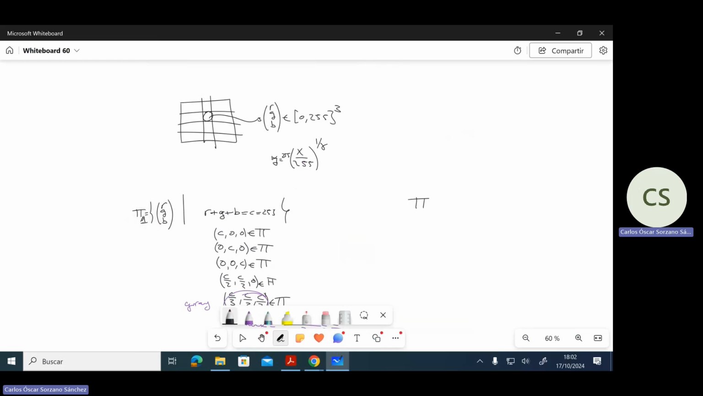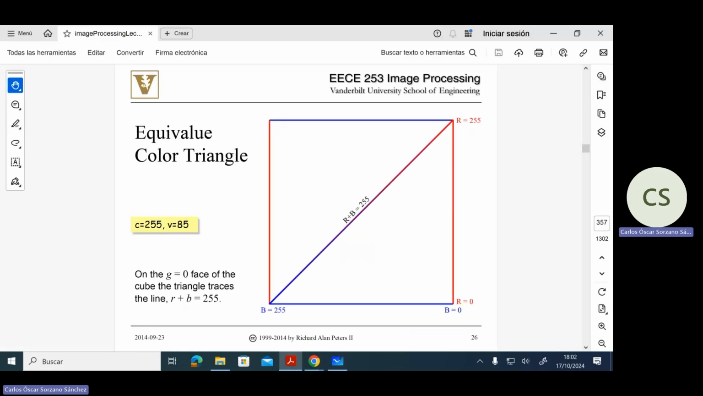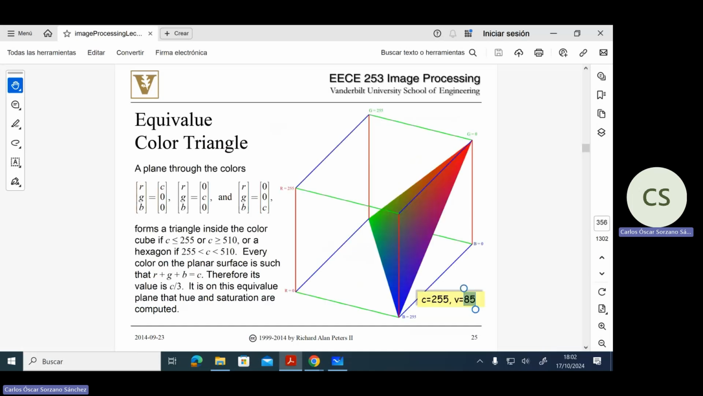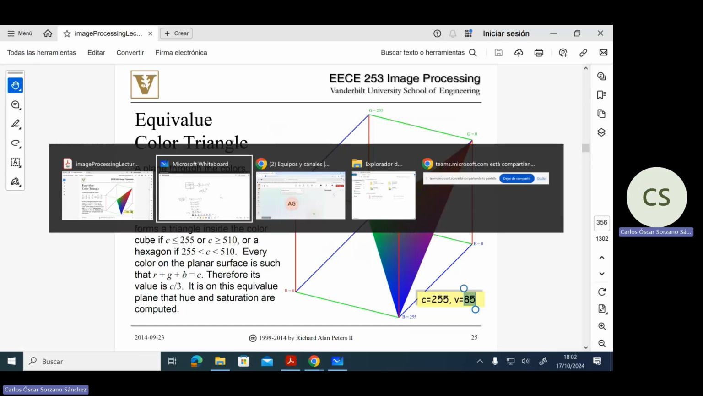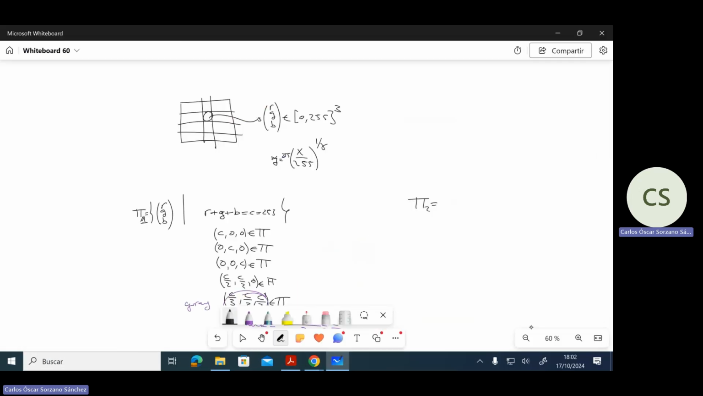Then we have plane 2. So plane 2 was the side. Okay, what is the equation of that side? This is the side. So what is the equation of all the points here? All of them have the property that the green is 0. So that is the plane. So all the points are (R,G,B) such that G is 0. And this you can also write like this. So any point in that plane, you can represent it this way: (R, 0, B). Sorry.